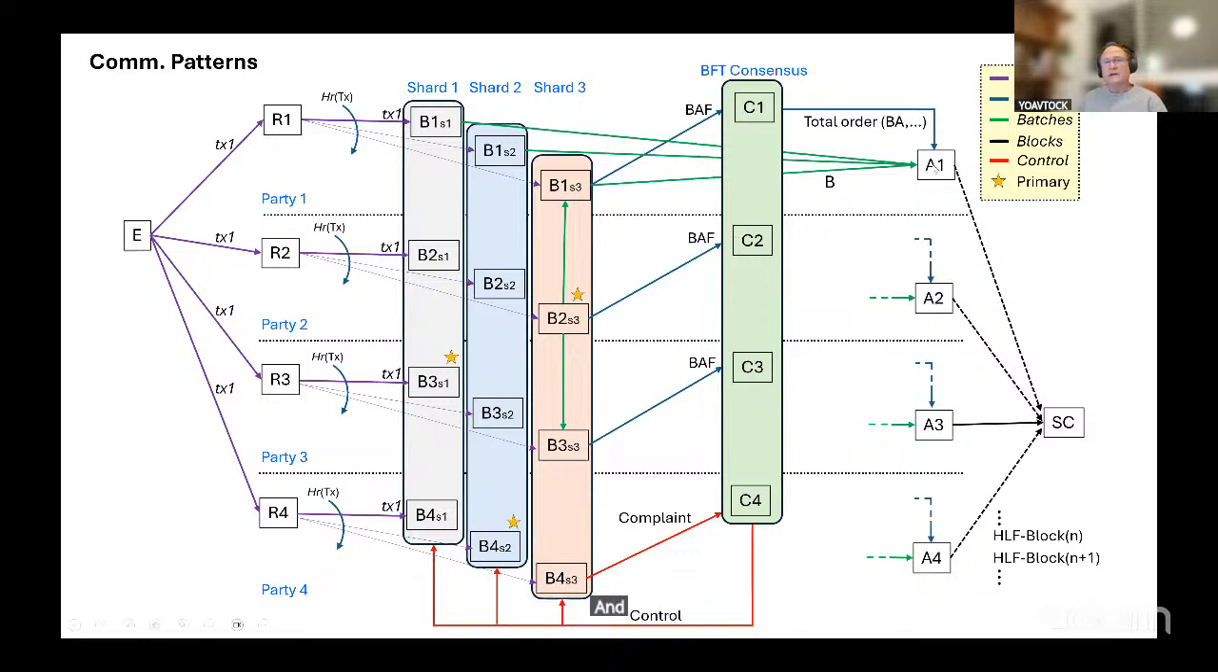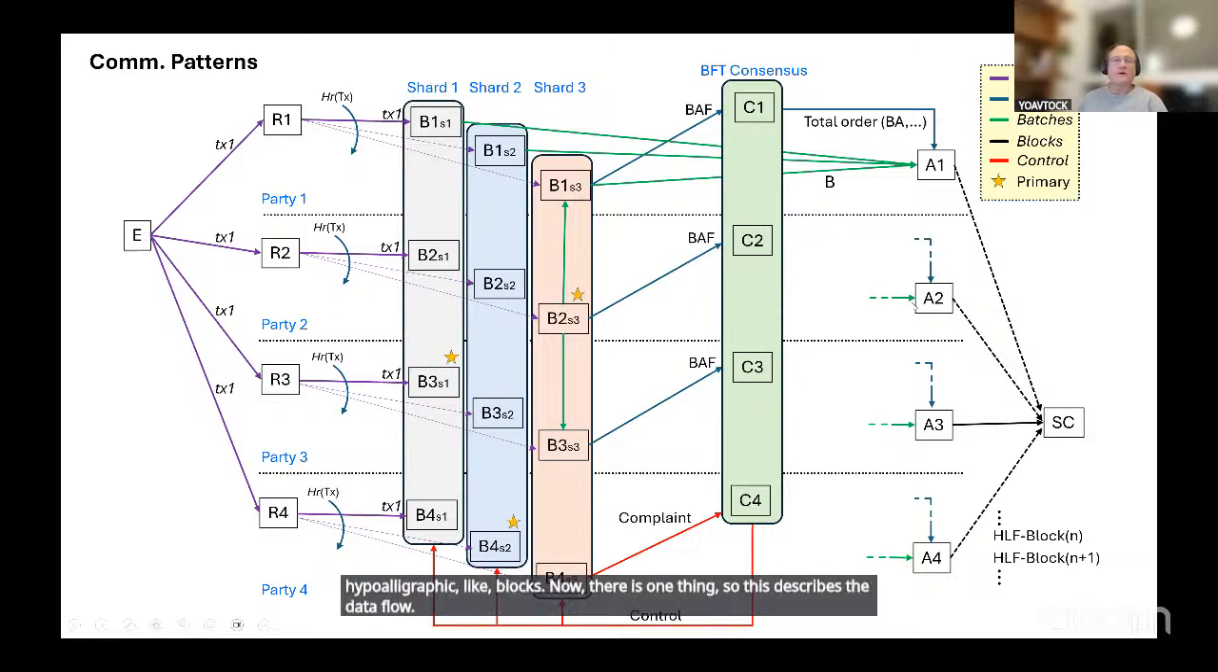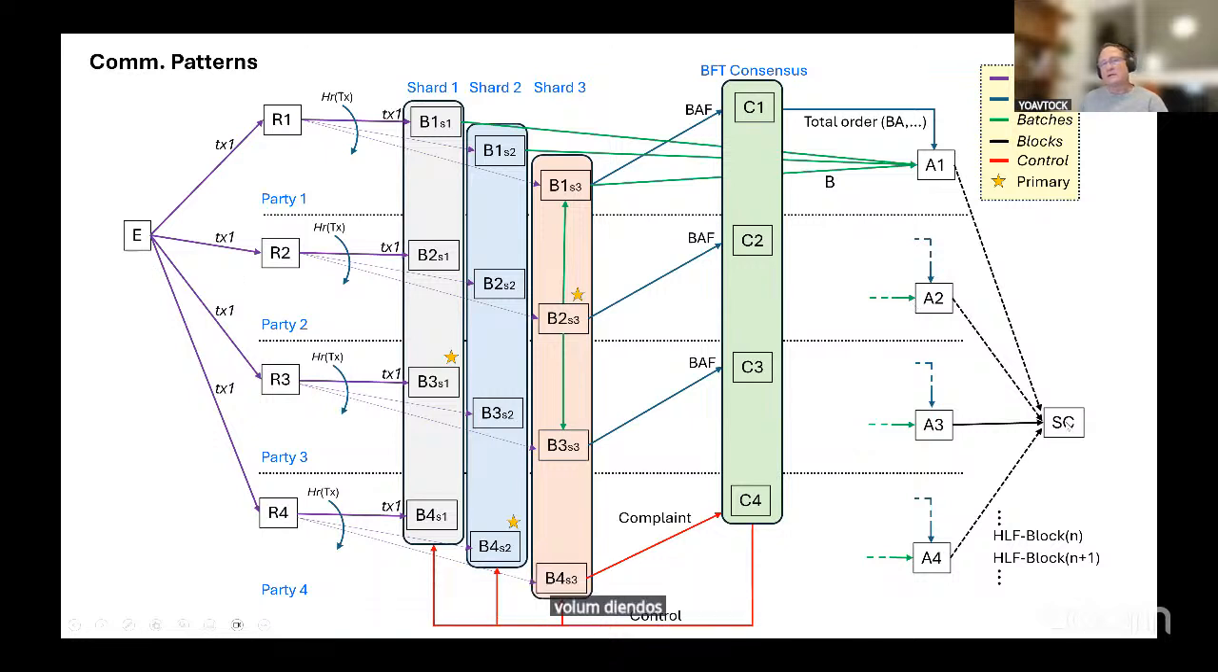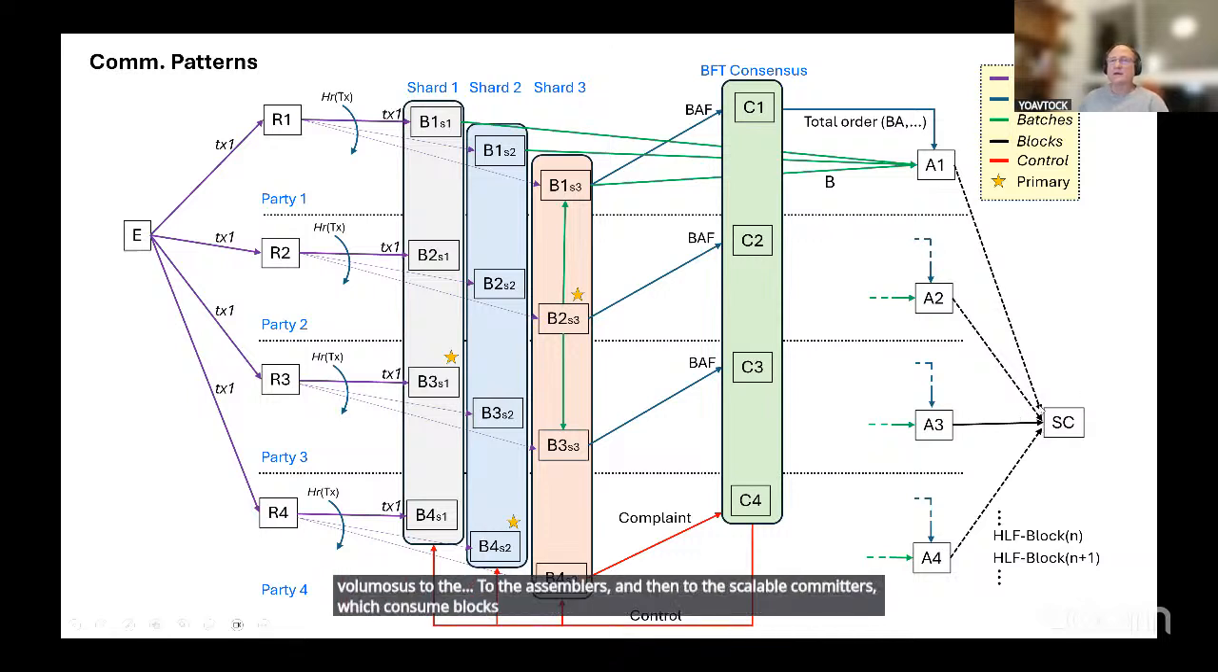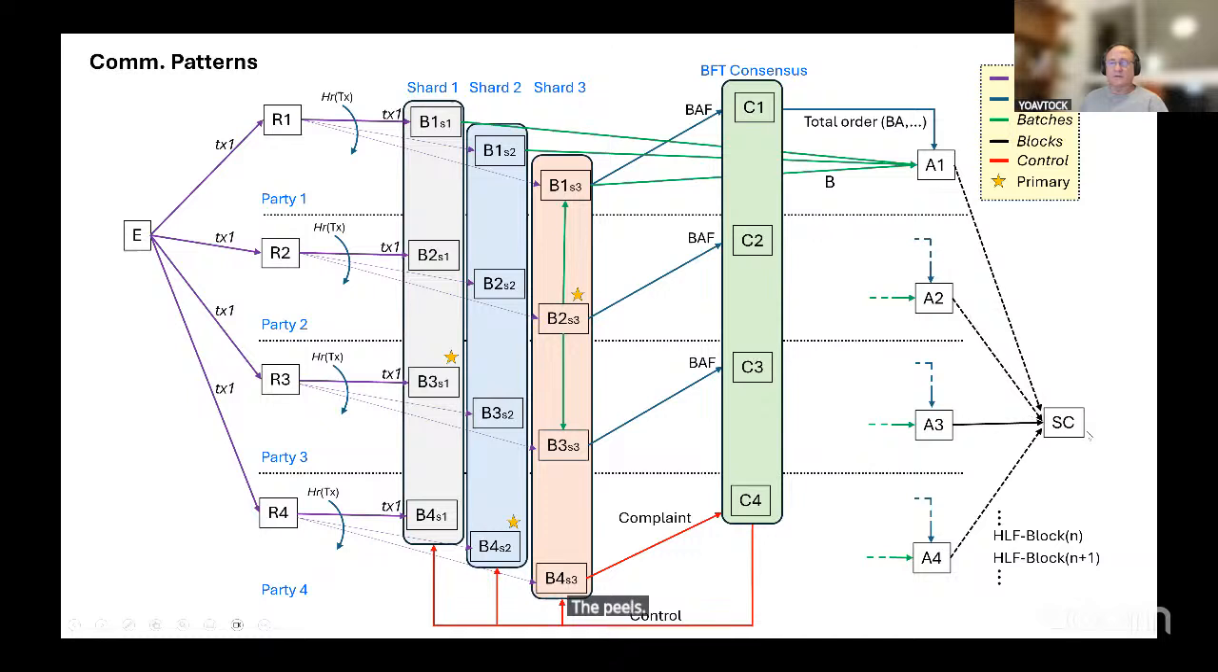And finally, the assembler is consuming a total order of digests on the one hand, and consuming the batches from the shards on the other hand, collating them, and producing a ledger full of Hyperledger Fabric-like blocks. Now, there is one thing. So this describes the data flow from the endorsers to the assemblers and then to the scalable committers, which consume blocks. They are essentially the peers, they play the role of the peers.